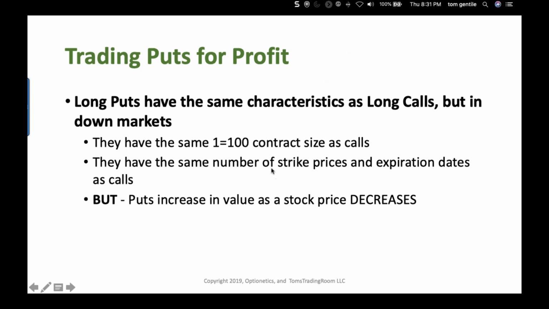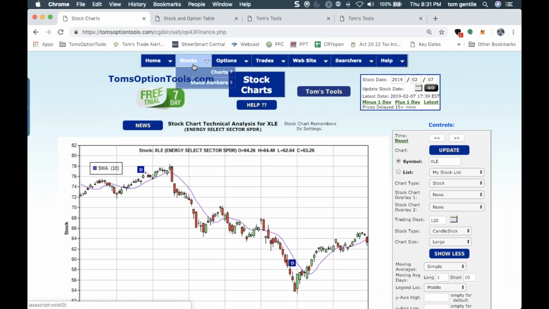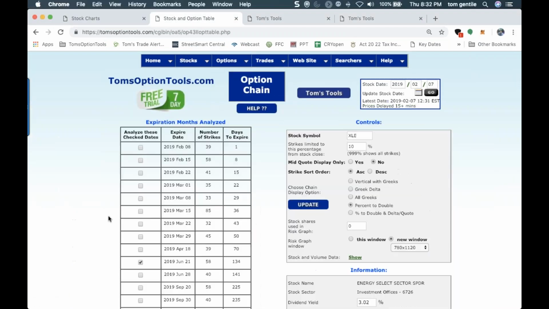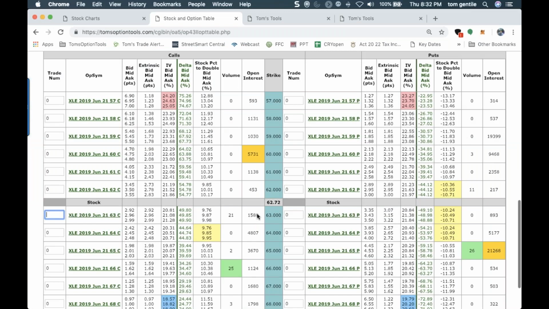Rebecca's asking what's more important when it comes to looking at liquidity, volume or open interest? Very good. It's actually neither. Let me show you what's the most important. Let's go look at an option chain right now. I got an option chain right here on XLE. In fact, it's the one from earlier today.